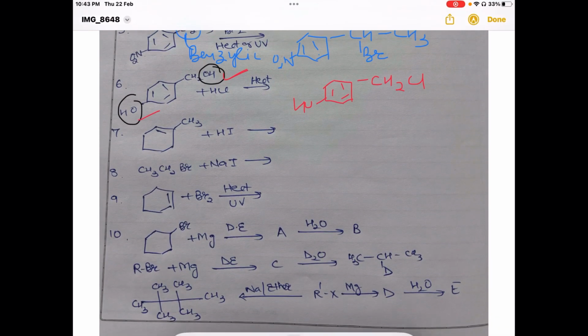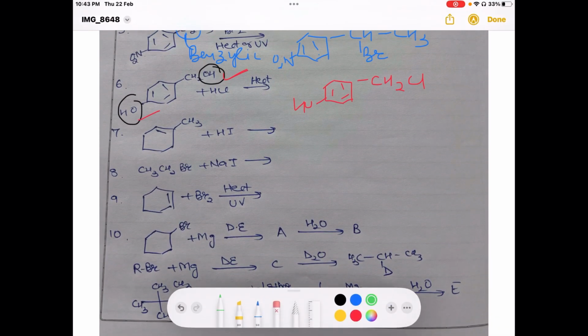Next we have HI. Again we apply the Markovnikov rule. So according to the Markovnikov rule, the negative part gets attached to the carbon which has a lesser number of hydrogen. Double bond changes to a single bond. Iodine comes here and the H part goes to this carbon.